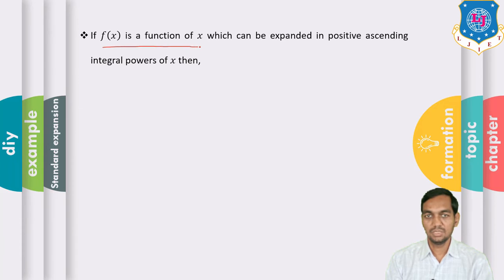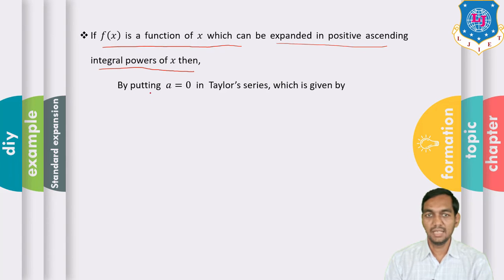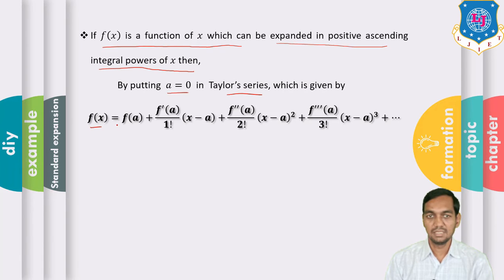If f(x) is a function of x which can be expanded in a positive ascending integral power of x, then by putting a equal to 0 in the Taylor series, which is given by f(x) = f(a) + f'(a)/1! (x - a) + f''(a)/2! (x - a)^2 + f'''(a)/3! (x - a)^3. Now this is your Taylor series expansion.